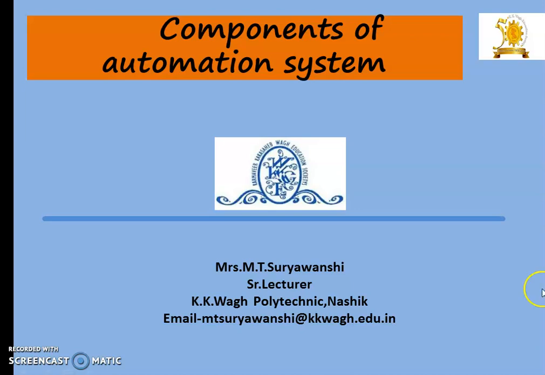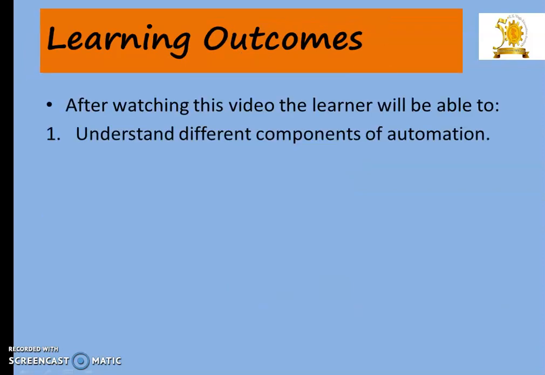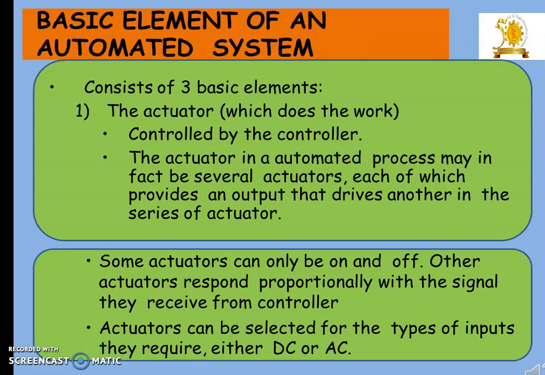Today we will see the different components of automation system. After watching this video, you will be able to understand different components of automation system. The basic elements of automated system. It consists of three basic elements.